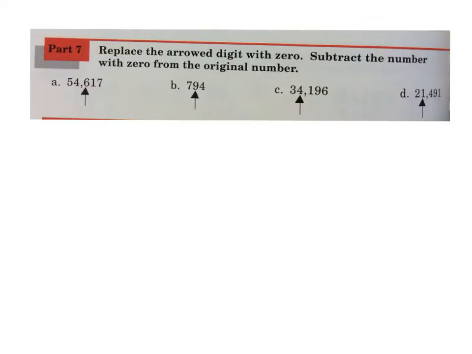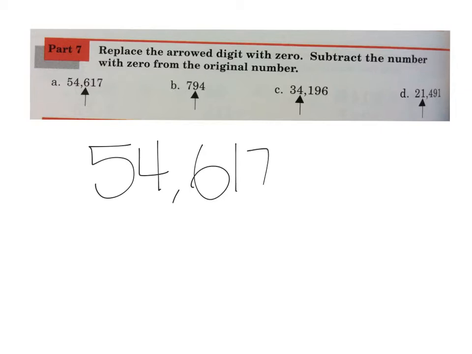So part 7, we're going to practice with a type of problem that we just read about. So what I'm looking at here is that I have the hundreds place, ones, tens, hundreds, has an arrow. So I need to figure out what is the value of 6 when it's in that spot. So what I'm going to do is write down my original number. So I have 54,617. I haven't changed anything.